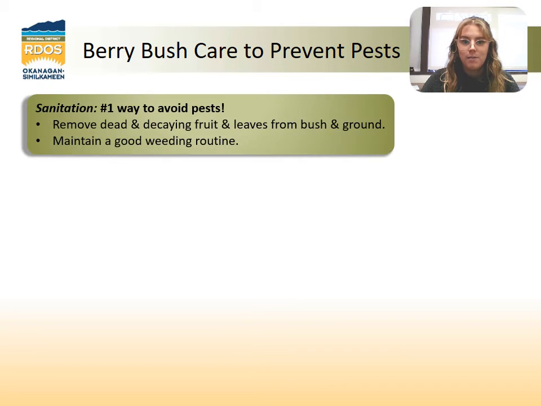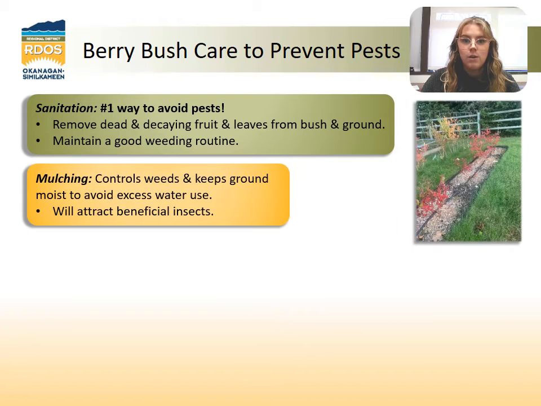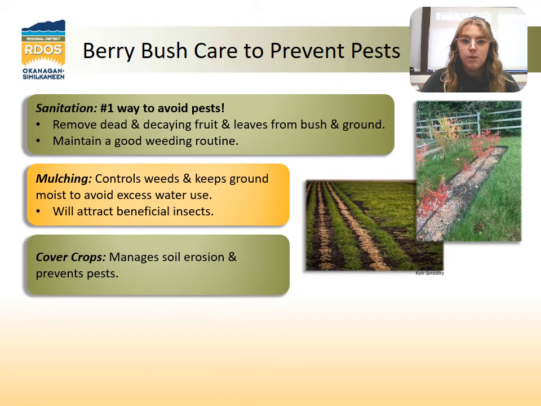Sanitation is by far the most effective way to prevent pests. This includes keeping a clean ground cover, consistently removing any dead or rotting fruit and leaves, and having a consistent weeding routine. Mulching, which is adding sawdust to the ground cover, will control weeds and keep the ground moist to avoid excess water use, in addition to attracting beneficial insects. Having cover crops, which is like the grass in between rows in this image, will help with soil erosion and also provide a natural refuge for natural predators, which keep invasive insects in check.